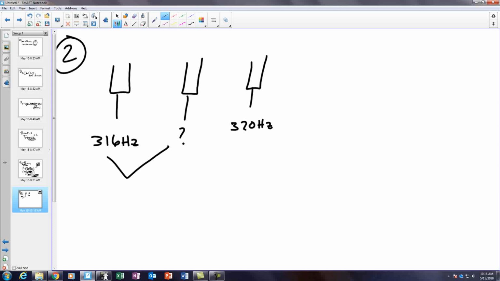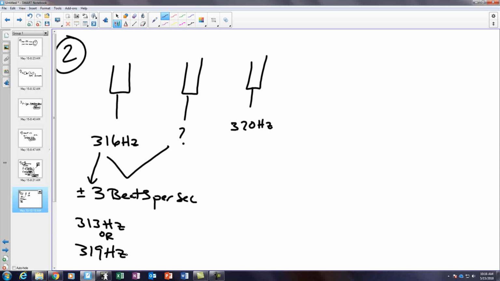When I play these two together, I hear a wobble, or what we call a beat frequency. Let's say that I hear 3 beats every second. That means, based on our beat frequency rule, that it's 316 plus or minus our 3, meaning it's either 313 hertz or 319 hertz. Just by playing those two forks together and hearing the 3 wobbles per second, I can determine it's either 313 or 319. But I don't know which unless I use another tuning fork.